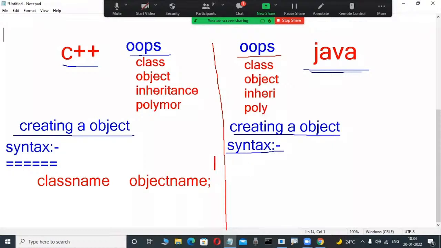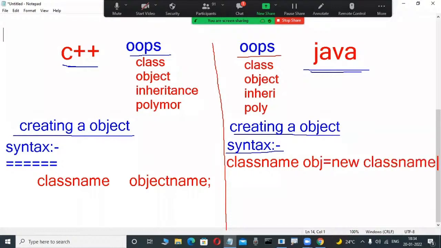Yes, very good. Some fellows are telling correctly: class name, object name is equal to new class constructor. Is there some other syntax or not? Observe here. That's why these two languages are syntactically different or the same? Different. Syntactically different. Conceptually, the OOP concepts are the same, but syntactically different. And functions are also totally different.